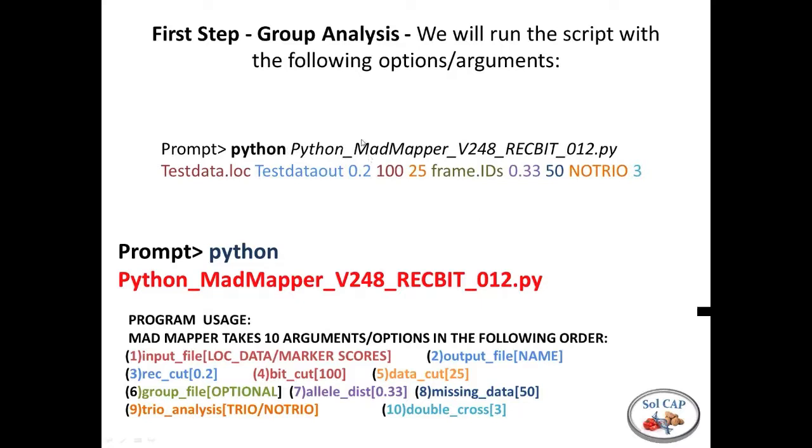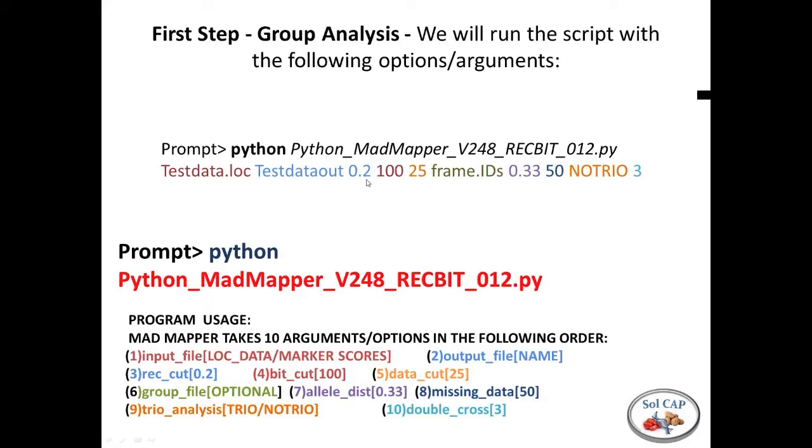So the program can be called up at the website that I had in the previous slide, and at the prompt you just basically type in these parameters, and I've highlighted in color what each of the options do, and so on. So basically you call the program up, Python MadMapper. You tell it what's your input file, so your loc file. In this case, we've called it test data. You name the file that you want your output to be put in. So in this case, test data out. And then you have a series of options which you need to put in.